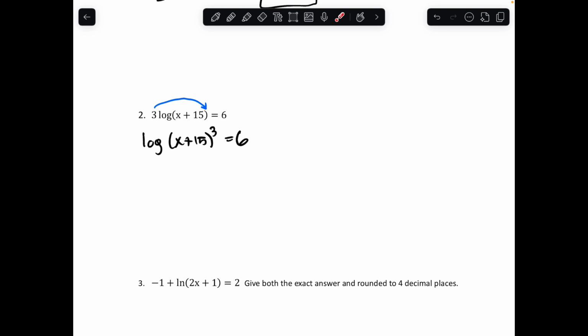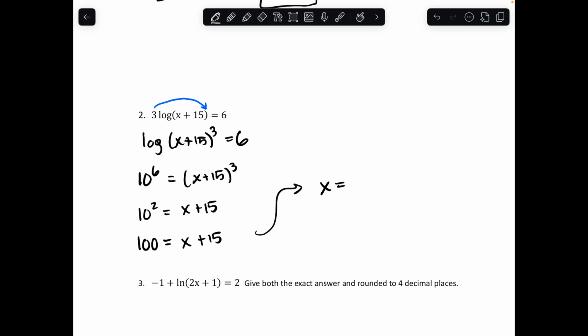So we can say 10 to the 6th power has to be equal to (x plus 15) quantity cubed. If I take the cube root of both sides, we will get 10 squared is equal to x plus 15. And from here, we can go ahead and simplify. 10 squared is just going to be 100, so we have 100 is equal to x plus 15. If we subtract 15 from both sides, we're going to get our answer of x equals 85.